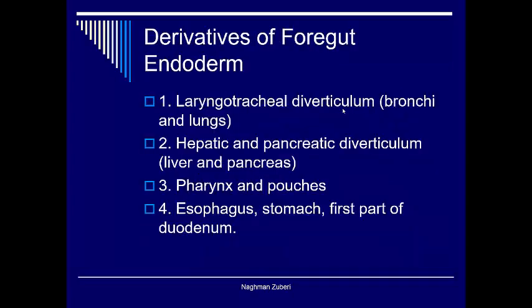Derivatives of foregut endoderm. Laryngeotracheal diverticulum: they gave bronchi and lungs. Hepatic and pancreatic diverticulum: they gave liver and pancreas. Then pharynx and pouches, esophagus, stomach, first part of the duodenum.